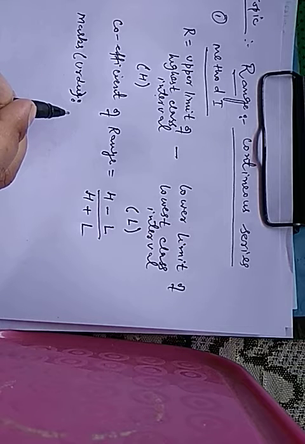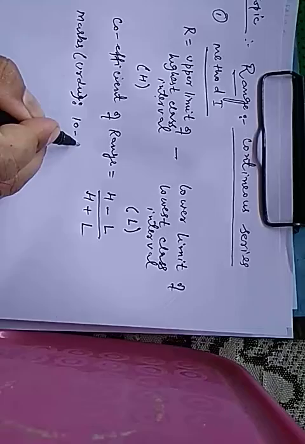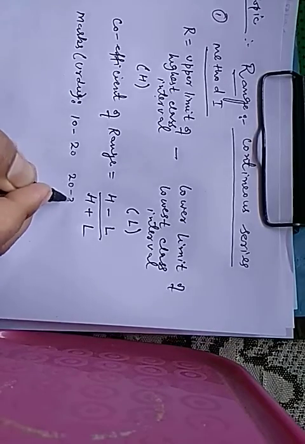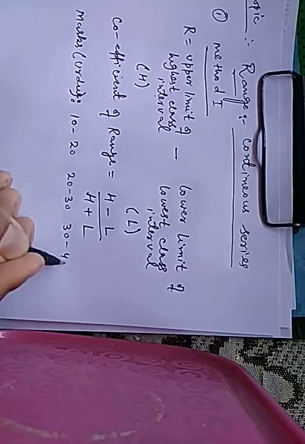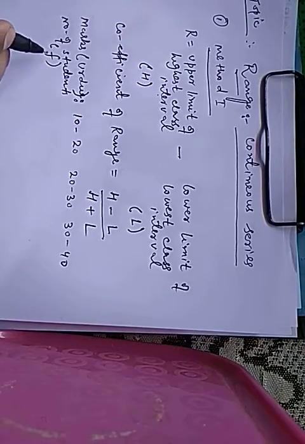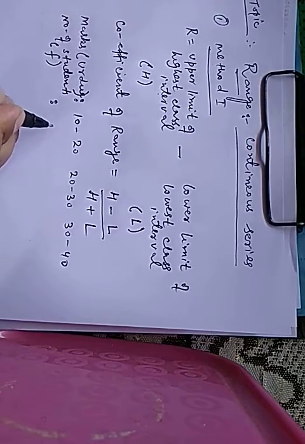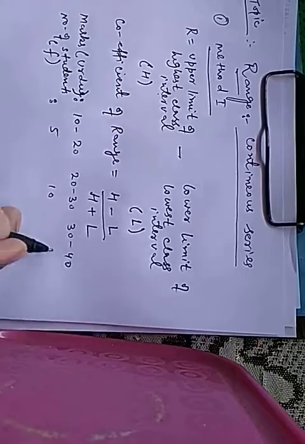And the class intervals of these marks are given as 10 to 20, 20 to 30, 30 to 40. The number of students falling in these different marks groups, which also means the frequency of this variable marks in Urdu, can be denoted by f, and it is given as, suppose, 5, 10 and 6.